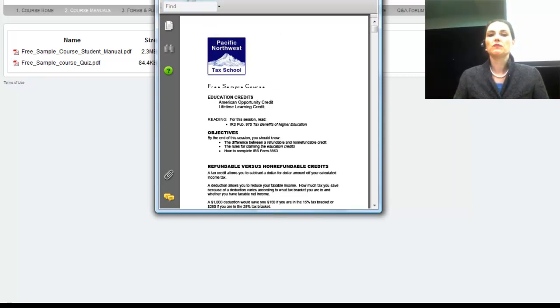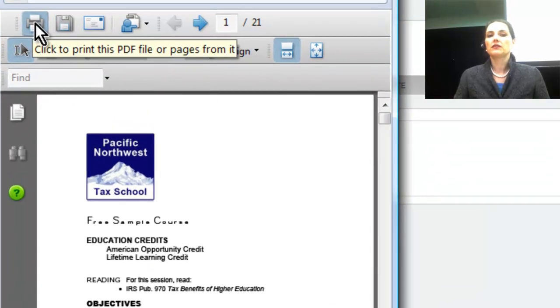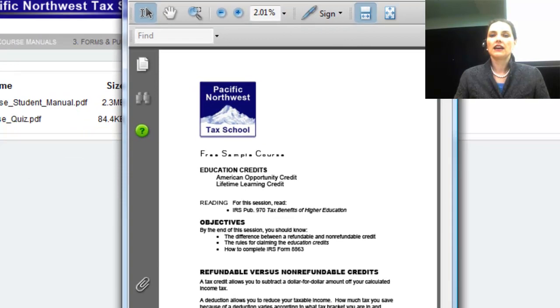However, most students do prefer to print the manuals, and you can see there's a print button here in the upper left-hand corner. You just click print to send it to your local printer, and then you can have that handy while I'm teaching today's class.